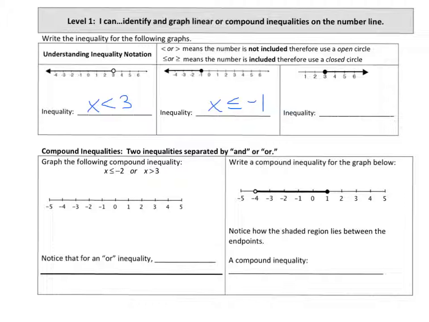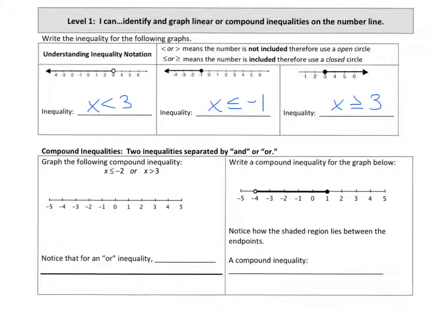And in this third example, the arrow is pointing to the right, shading the numbers greater than 3. So for x, I use a greater than. Because of the closed circle, I put the line underneath, so it's greater than or equal to 3.